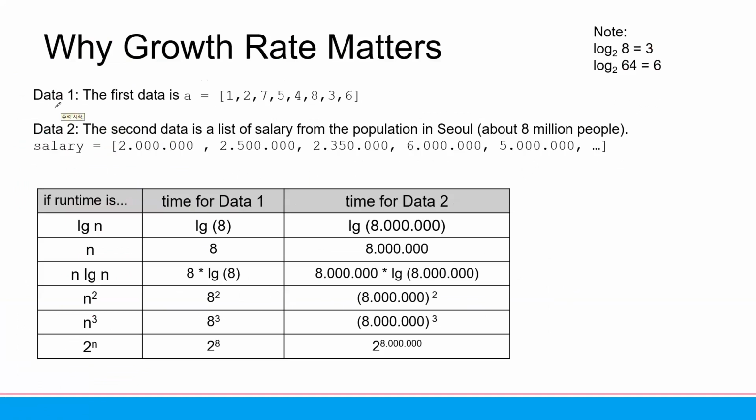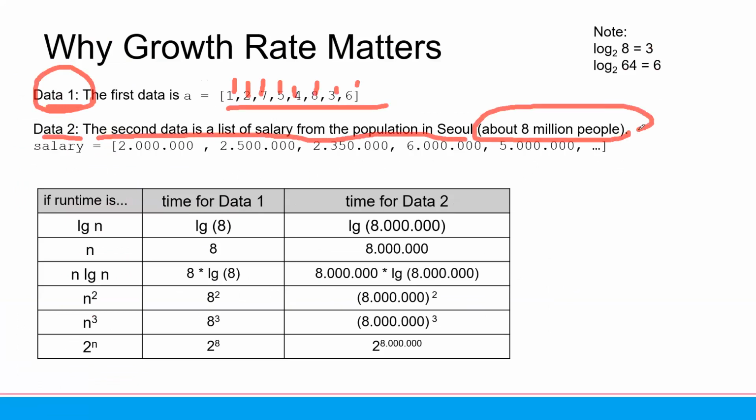So the comparison will take place on two data sets. At this time, I have mentioned to you the data one is the small data. Okay, we have 1, 2, 3, 4, 5, 6, 7, 8. Okay, we have 8 data. And then the second data set is a list of salary of the population in Seoul. So there are 8 million people. So it means there are 8 million data.